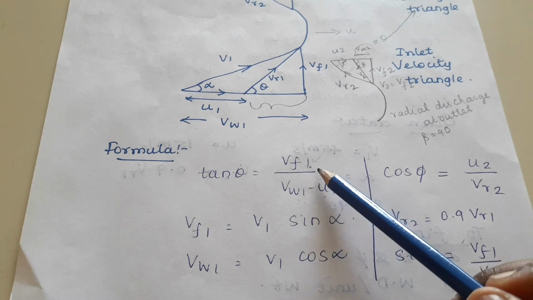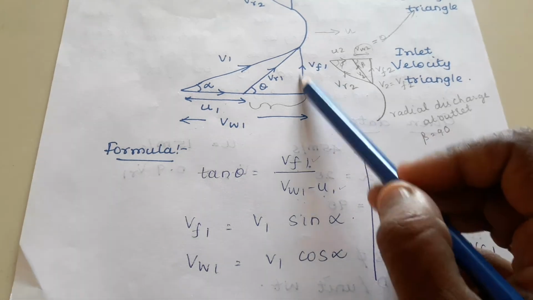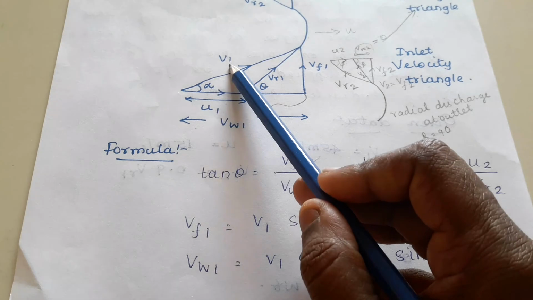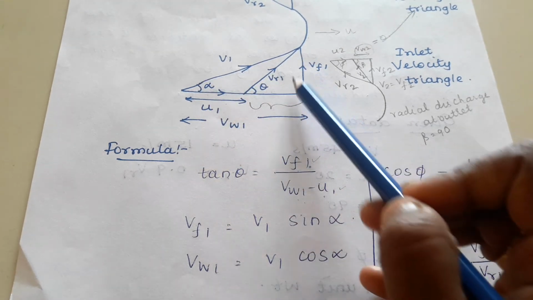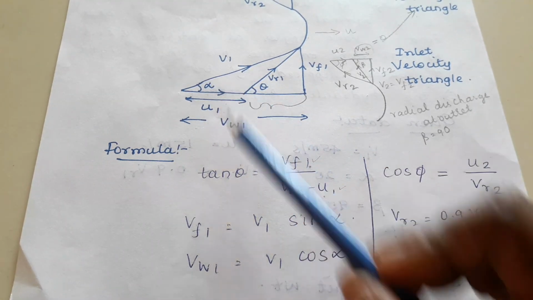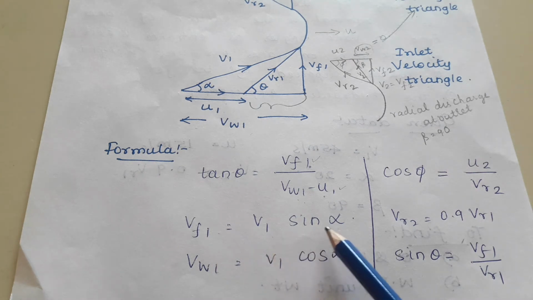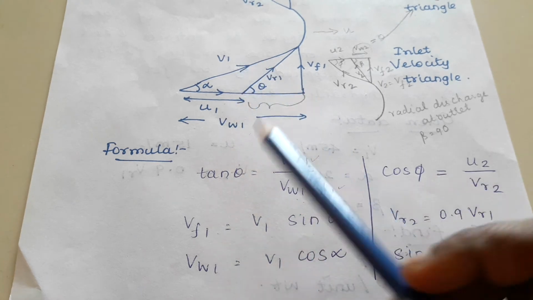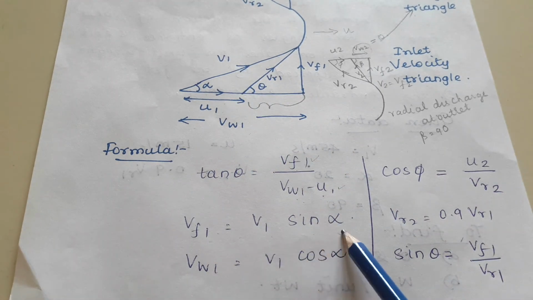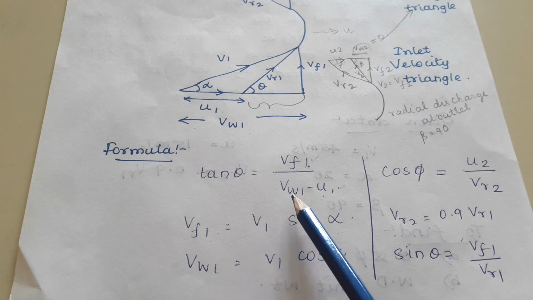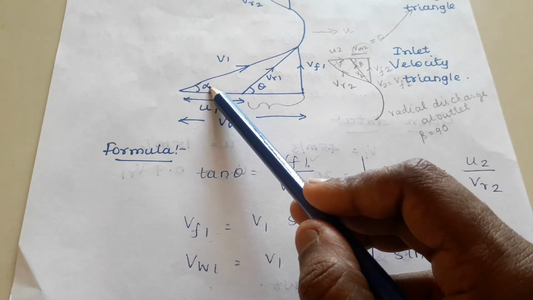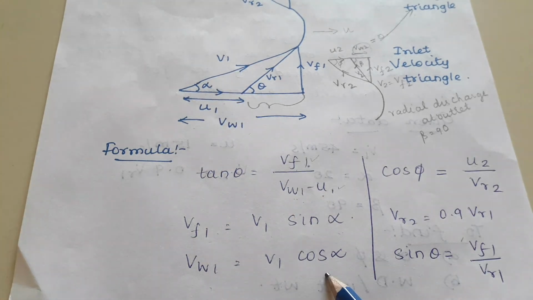But how to find out vf1? For finding out vf1, you have to take the alpha. This inclination is given in the problem. v1 also we know that. So this is your right angle triangle. So vf1 is equal to v1 into sin alpha. Sin alpha is equal to opposite side by hypotenuse. So vf1 is equal to v1 into sin alpha. vw1 is also unknown value. So vw1 is equal to, this is adjacent to alpha, so v1 cos alpha. Clear?